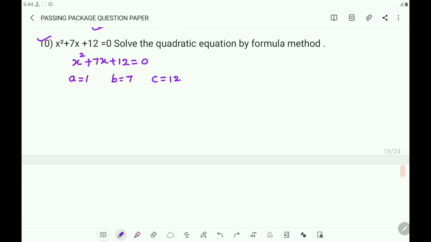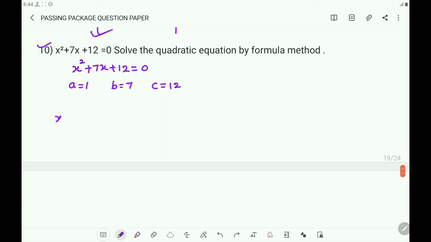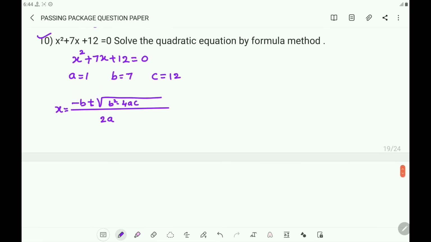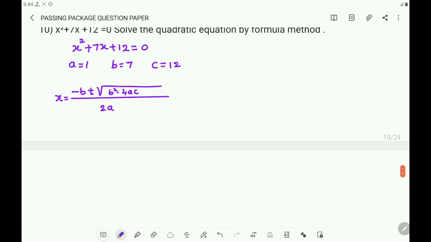Now you write the formula. What is that formula? x equals minus b plus or minus whole root b square minus 4ac by 2a. This is the quadratic formula. Then you write x equals minus b, means minus 7, plus or minus whole root b square, that is 7 square, minus 4 into 1 into 12, by 2 into a, 2 into a is 2 into 1.